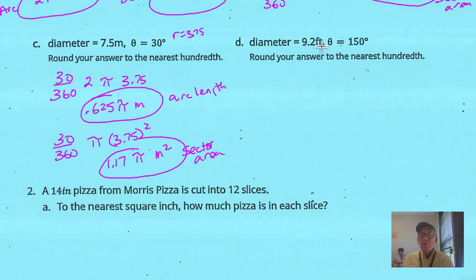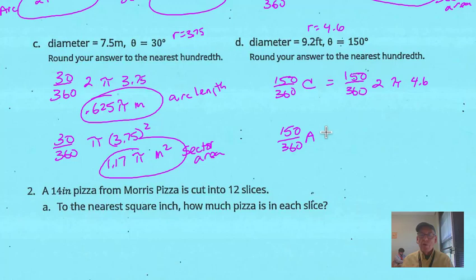For D, the radius is going to be half of 9.2, which is 4.6 feet. The angle is 150, so we have 150 over 360 times the circumference, which is 150 over 360 times 2 times pi times 4.6. And for the sector, we're going to do 150 over 360 times the area formula, which is 150 over 360 times pi times 4.6 squared.